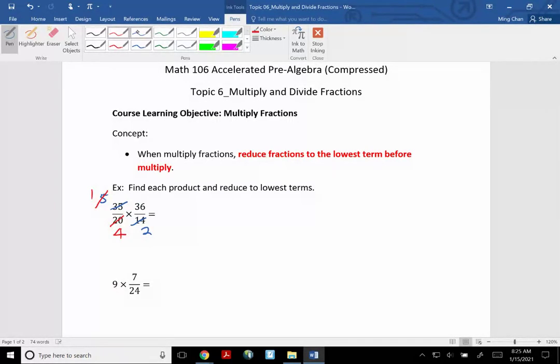So I'm going to do 4 with the 36 because I know 4 will go into itself 1 time, and 4 will go into 36 9 times. All I've got left is 1, 9, 1, 2. 9 and 2 cannot be reduced. So my answer would just be 9 over 2. As long as the top number reduces with the bottom, we're good.